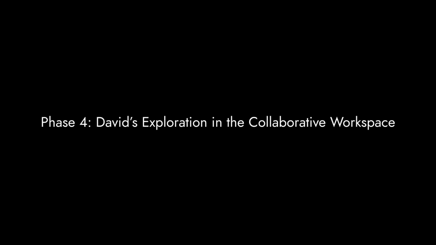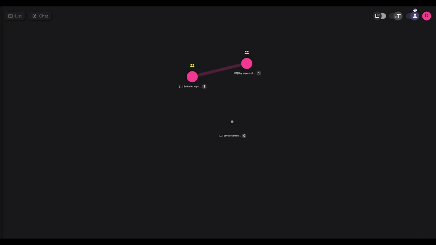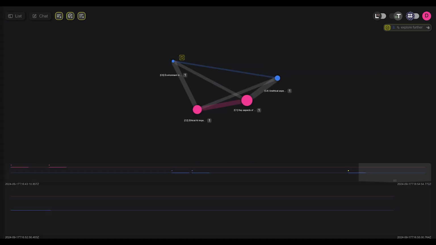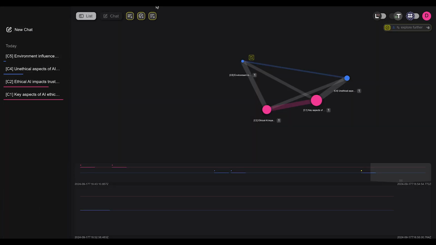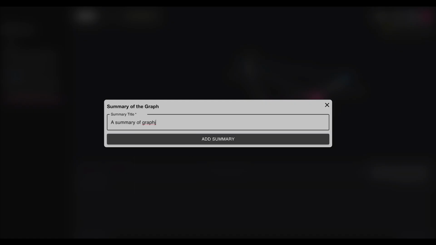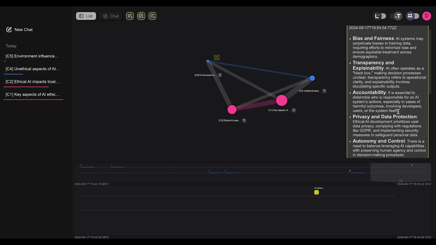Phase 4. David's exploration in the collaborative workspace. When David logs back into SenseSync, he opens the collaborative space to see the graph, now showing both his and Sarah's findings. Short on time, he uses the auto-summarization feature to get an overview of the shared information.